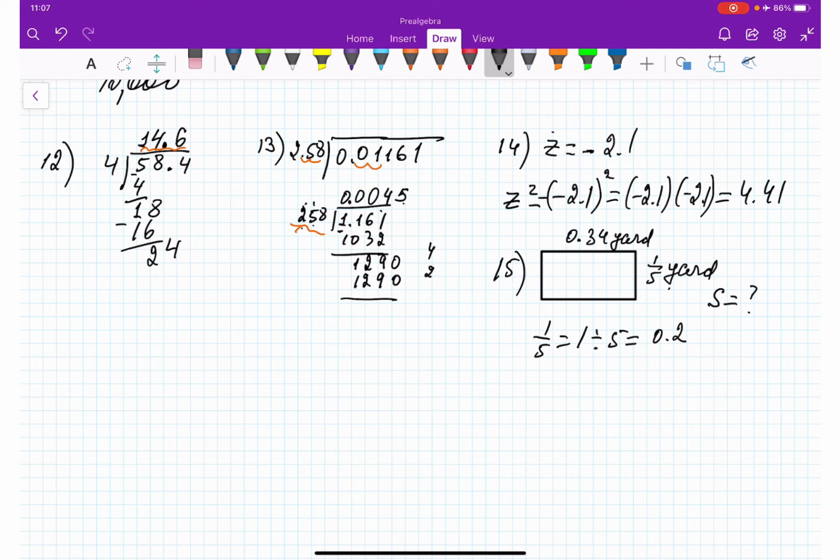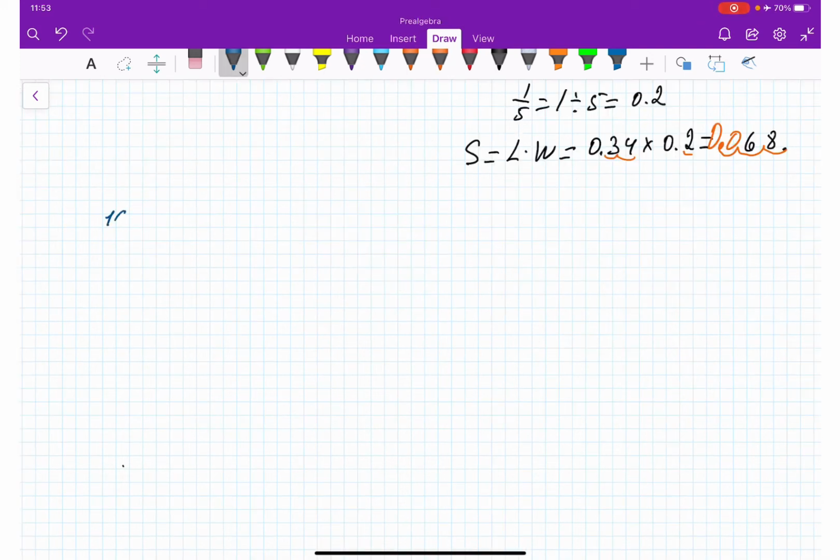So from here, S is equal to length times width. My length is 0.34 times width 0.2. It's equal to 34 times 2, which is going to be 68, right? My point is here. How many decimals in total do I have? 1, 2, 3. So I'm coming backwards: 1, 2, and 3. So it's going to be 0.068.